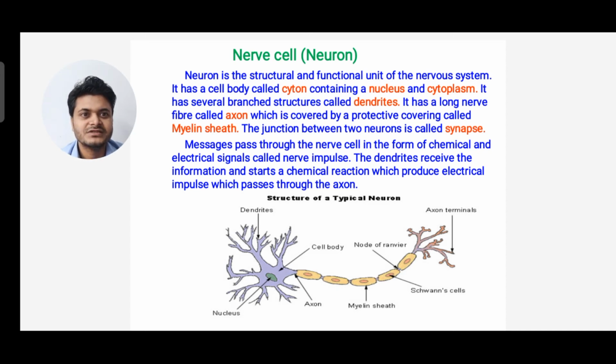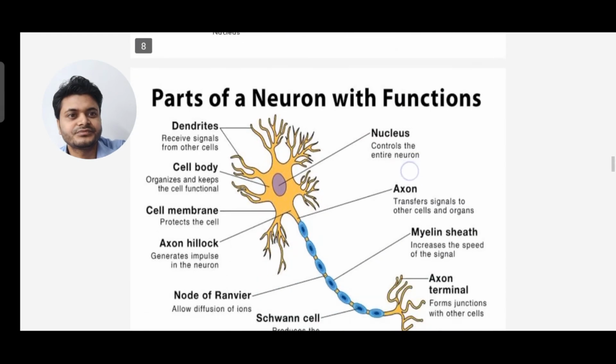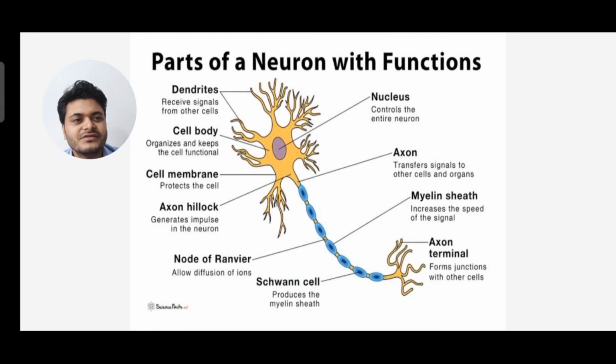So messages pass through the nerve cell in the form of chemical and electrical signals called nerve impulse. The dendrites receive the information and start a chemical reaction which produces electrical impulses which pass through the axon. So these are parts of neuron with functions.